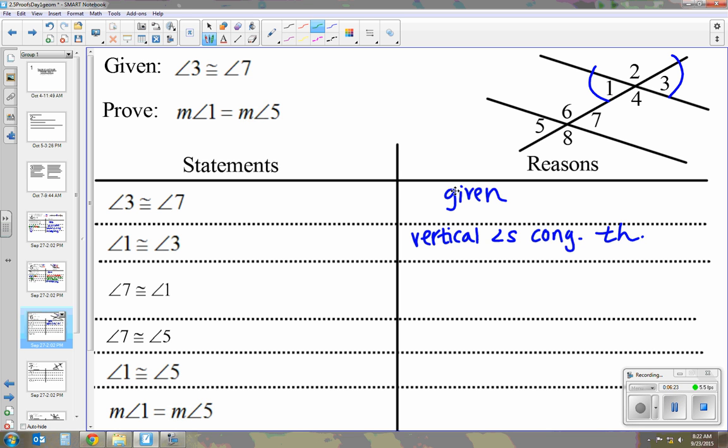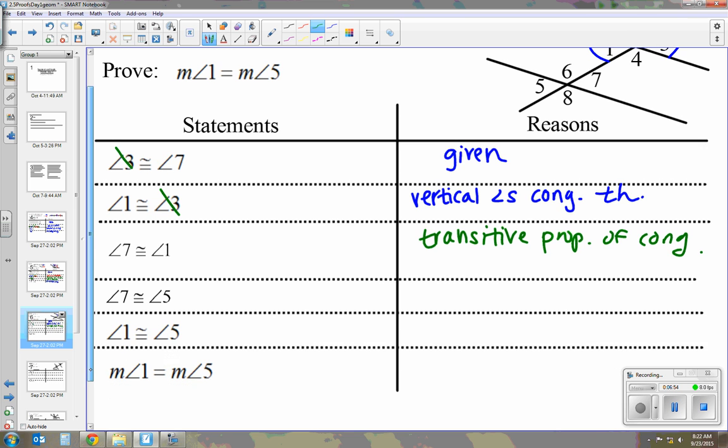Okay. Now we have angle 7 is congruent to angle 1. Well, let's look at the two statements above it. The very first statement is angle 3 is congruent to angle 7, and angle 1 is congruent to angle 3. Both of these statements have a 3, so we can cancel those out using our transitive, and we end up with angle 7 is congruent to angle 1, which is our new statement. So this is the transitive property of congruence.